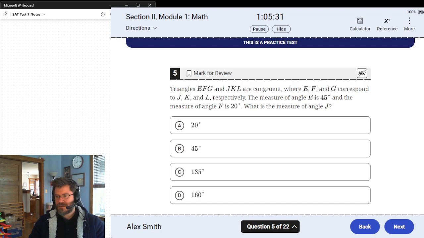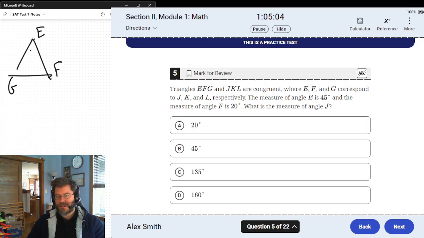Triangles are congruent. Fine. We've got our first geometry question. I'm always tempted to just draw the triangles. They don't tell me that any of them are 90. Do not assume. So I've got triangle EFG. They tell me JKL are congruent, and they correspond in that order. E to J, F to K, G to L.